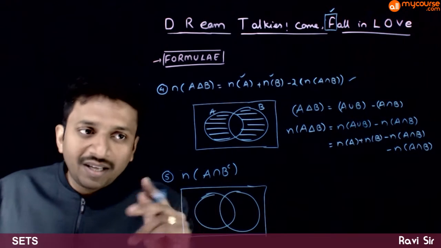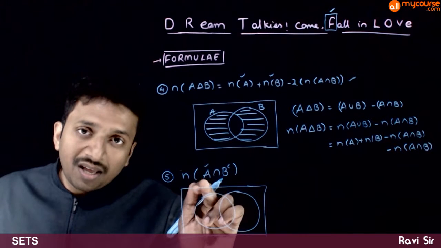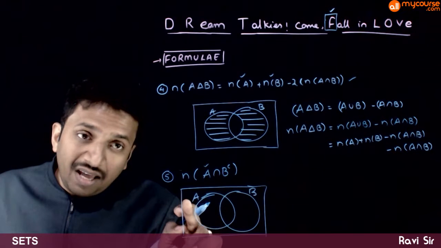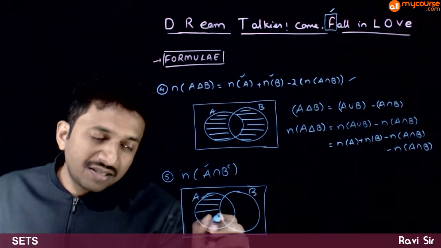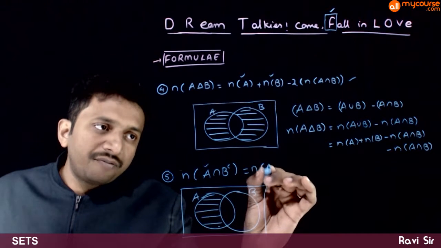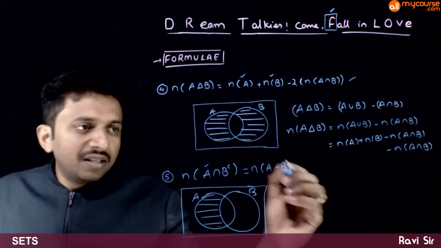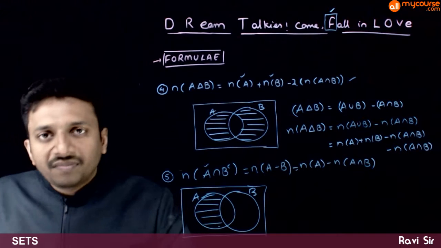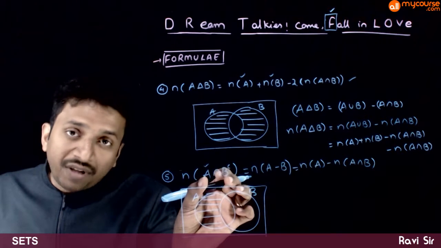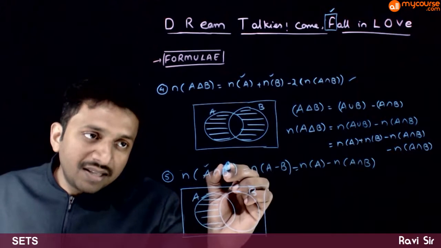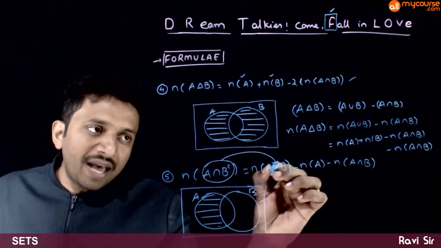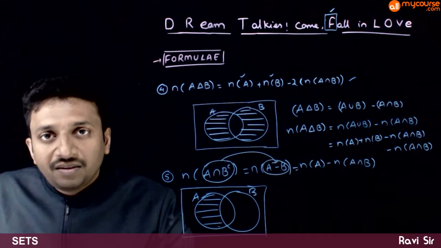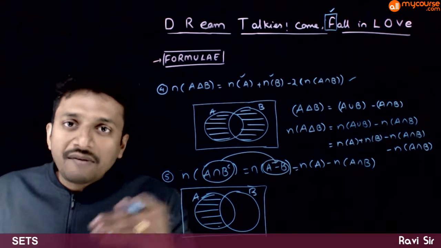A intersection B complement is the region corresponding to A and not in B. So what is the region which is present in A but not in B? This is same as n of A minus B, right? That is same as n of A minus n of A intersection B. So whenever you're asked n of A intersection B complement, you have to understand that this set is exactly same as A minus B because both of them represent the same region. So right. So now let us go to our further formulas.